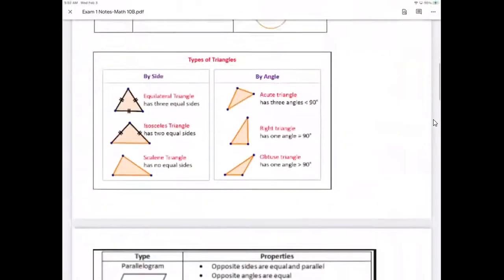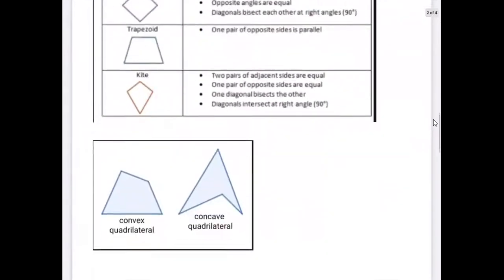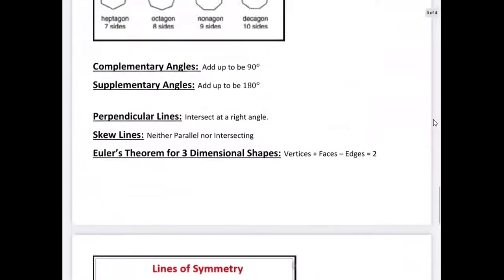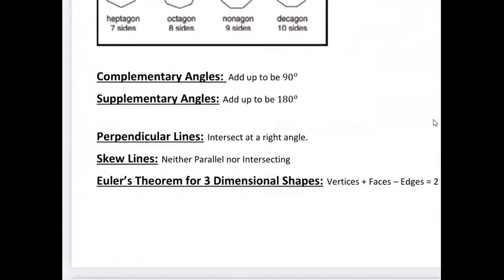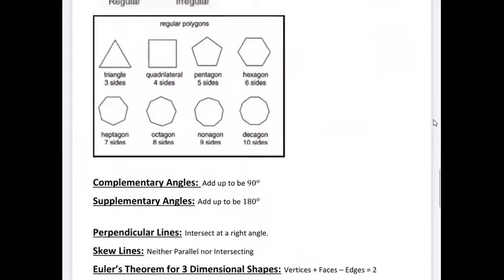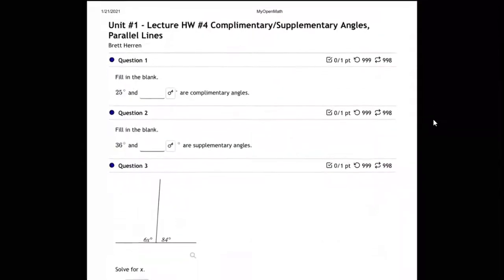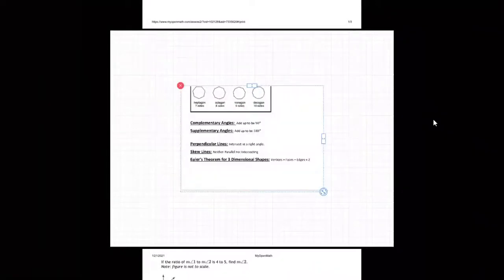If you come back to the notes, the exam one notes that are on the top of the Unit 1 module, you'll come on down and there's the definition right there for complementary angles and supplementary angles. Just above perpendicular line, just right below the diagram of all the regular polygons. So there it is. So in fact, let me just put it right on this page for us right here. If I can do that. There it is.